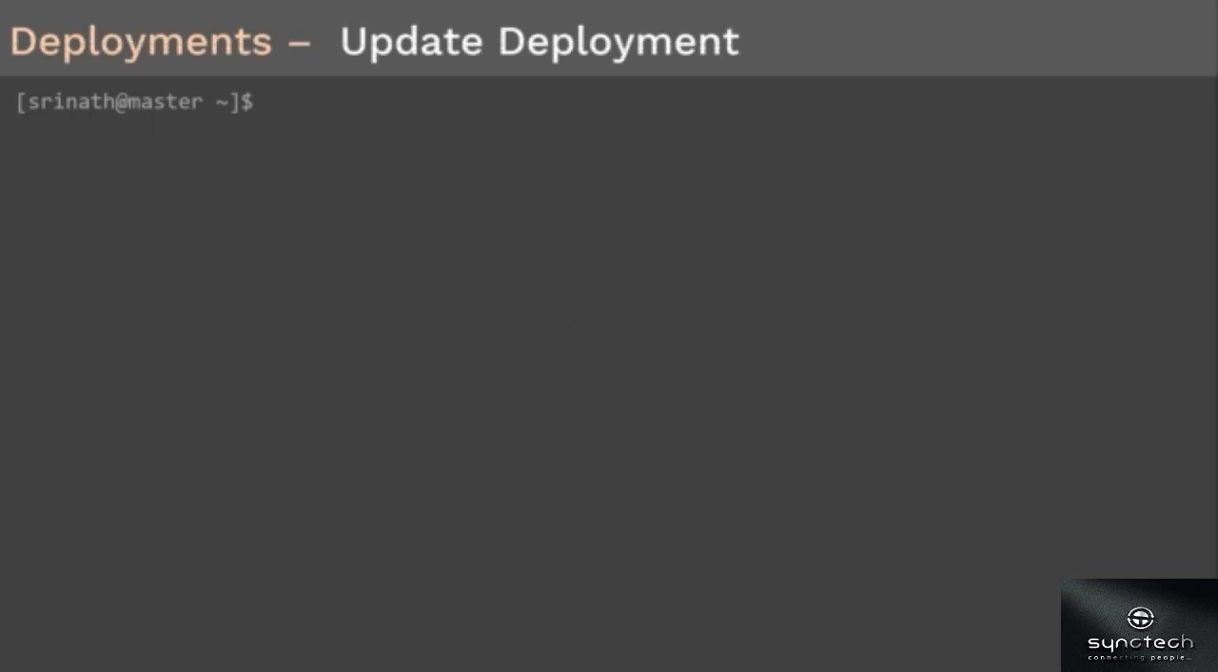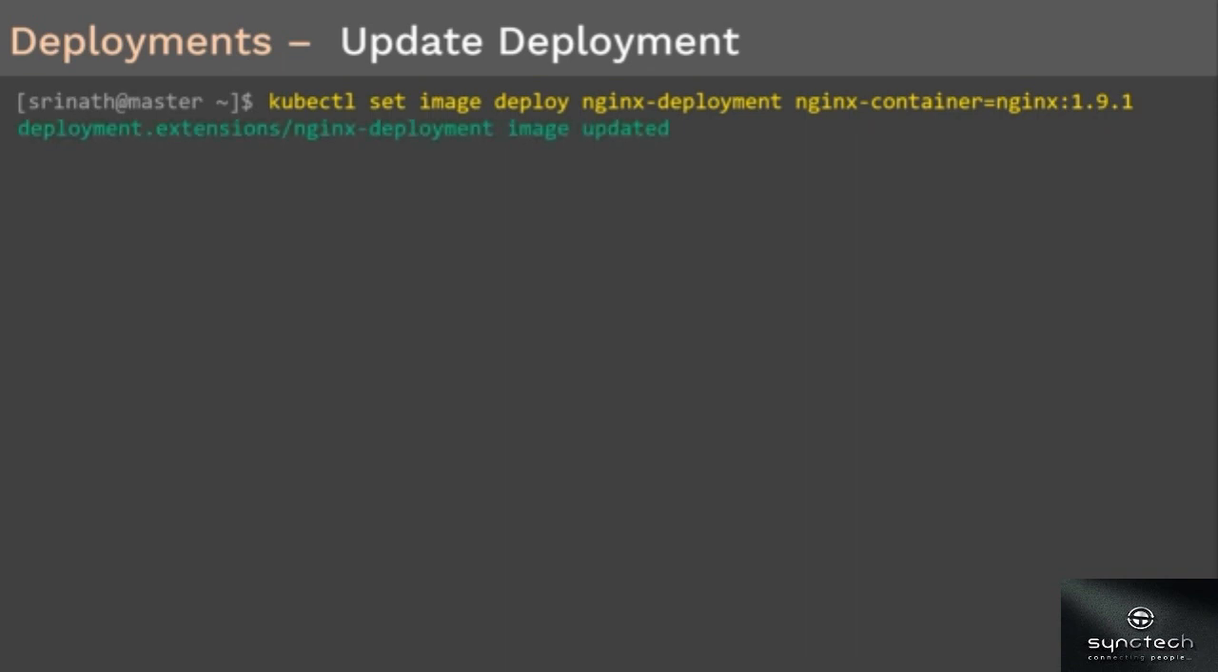To upgrade, there are 2 ways to do it: one using the kubectl set command and the other using the kubectl edit command. I'll show you the 2 ways, but first let's take a look at the kubectl set command. We use the kubectl set image deploy command followed by the deployment name, which is nginx deployment, and finally we set the nginx container to the new version which we want to upgrade to. In this case, it is nginx 1.9.1. As you can see from the output, the deployment image is successfully updated.